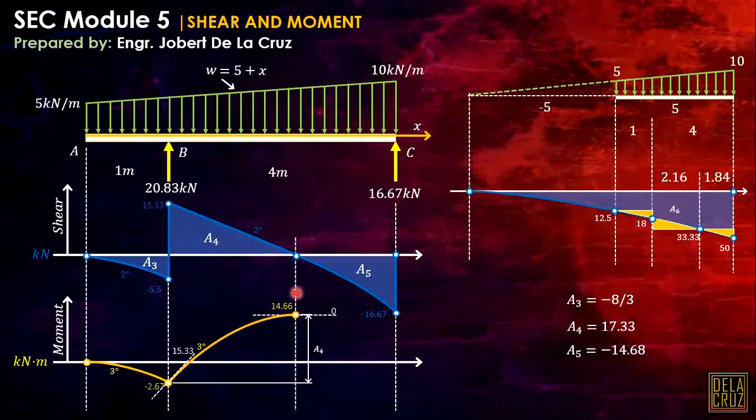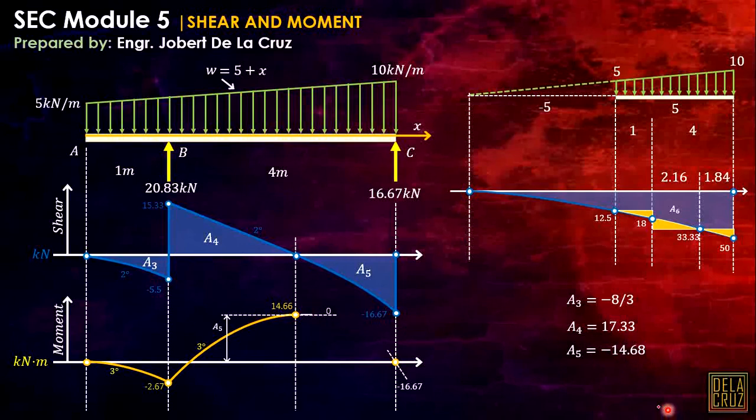Okay? Now, from this point up to that point naman, last segment, so it will give us a change in moment, no? Or the change in moment is just equals to the area. So that will be the area 5. So that area 5 is negative 14.68. So 14.66 minus area 5 approximately equals to 0 lang din. Okay, equals to 0 kasi nag-round off kasi tayo sa values.